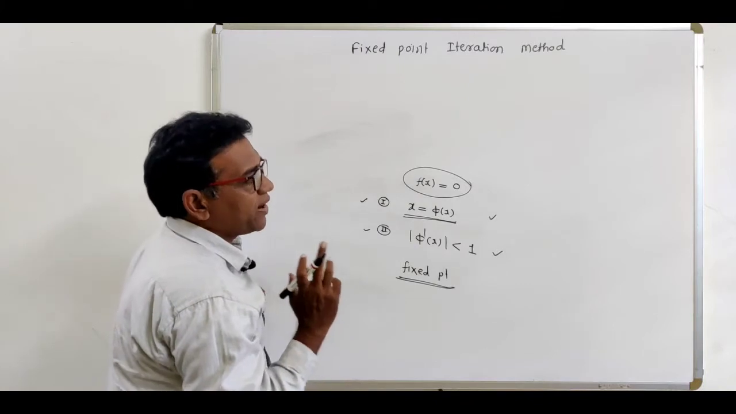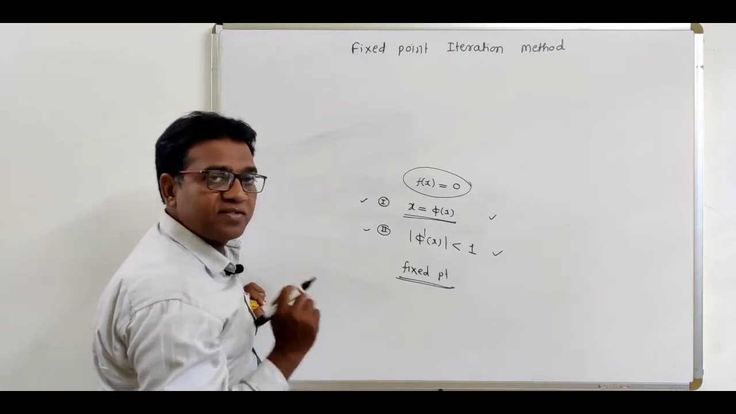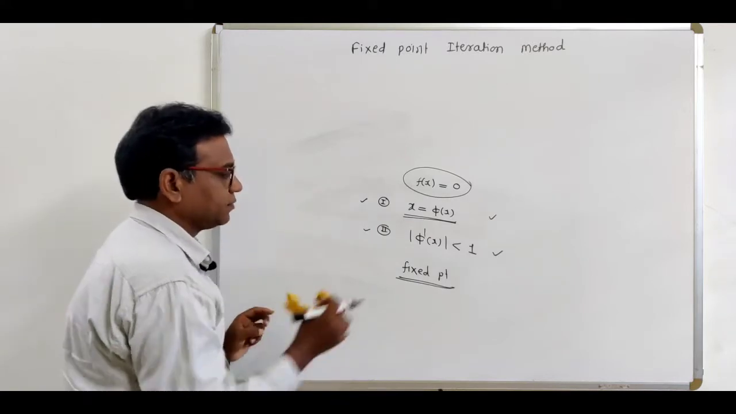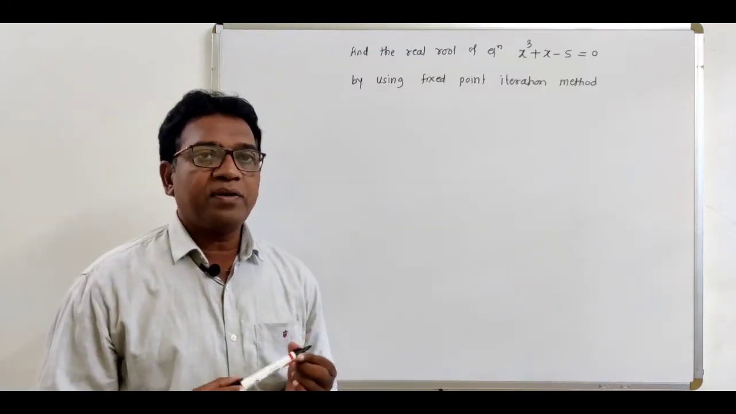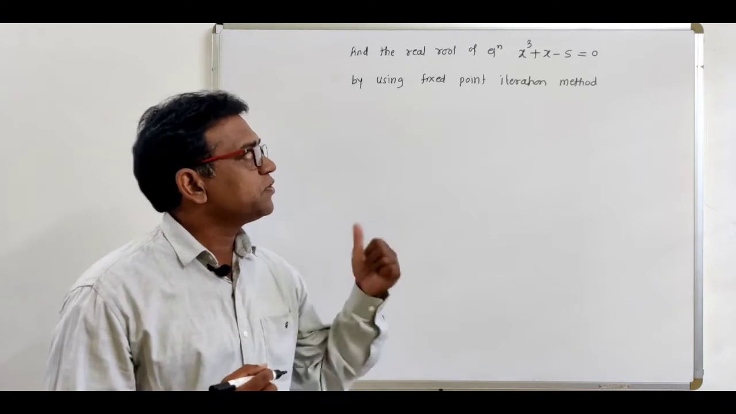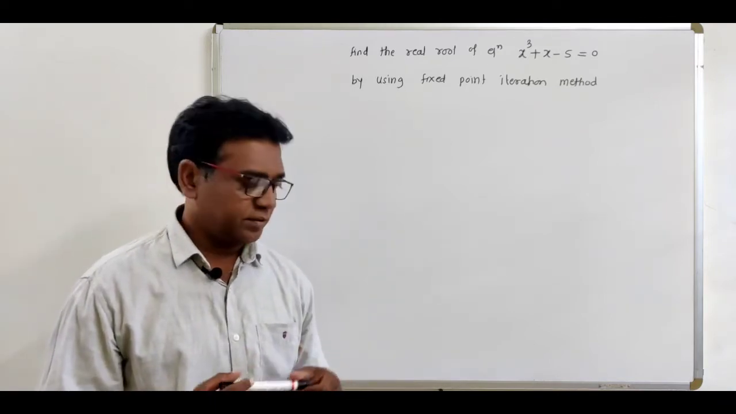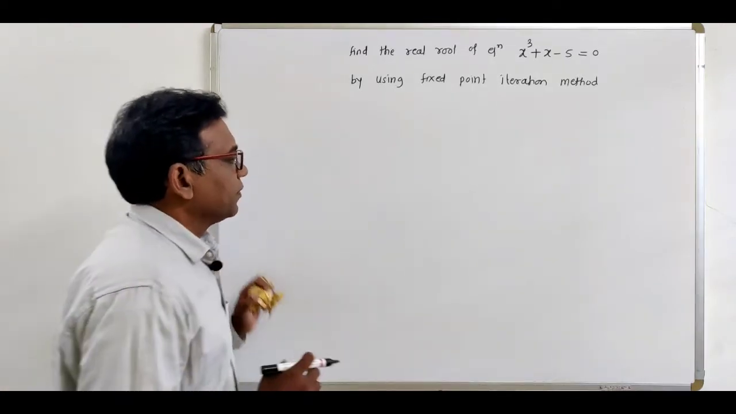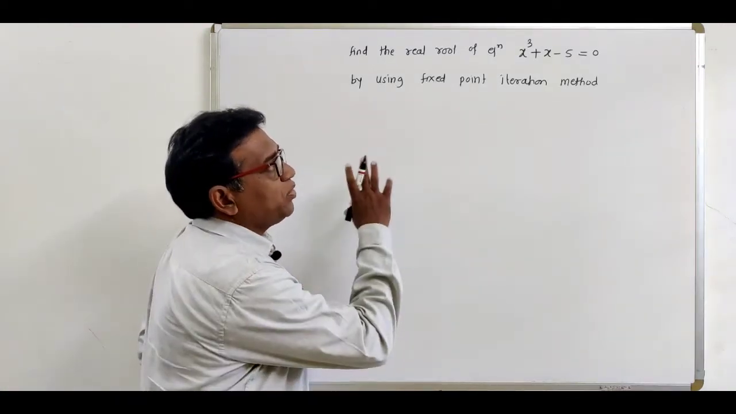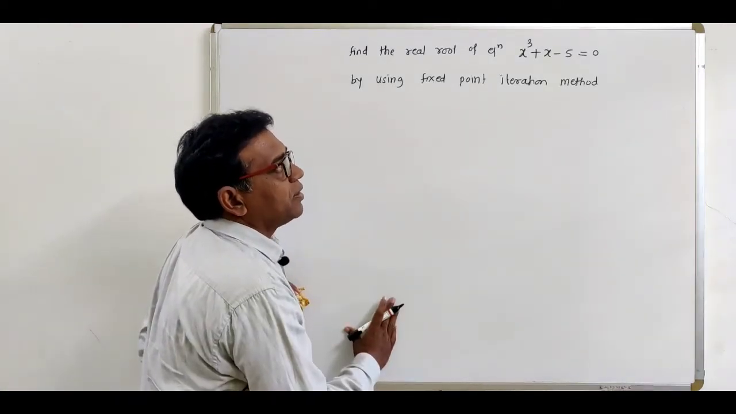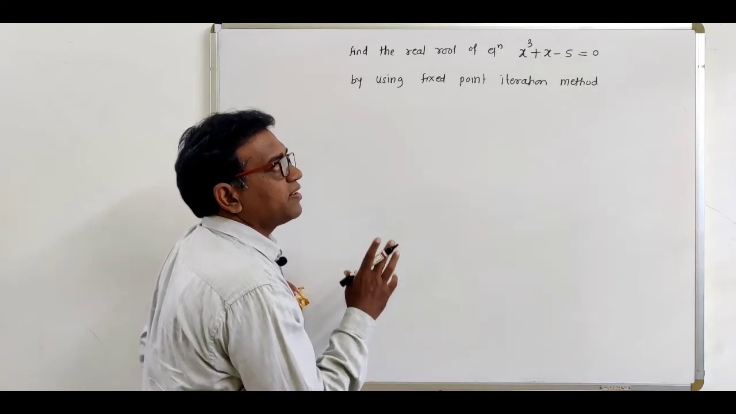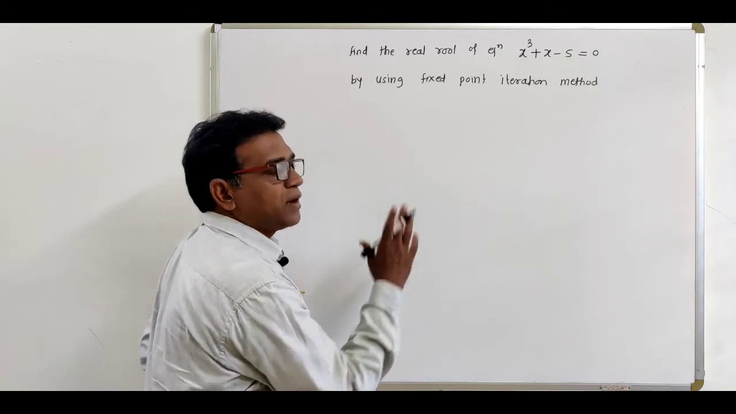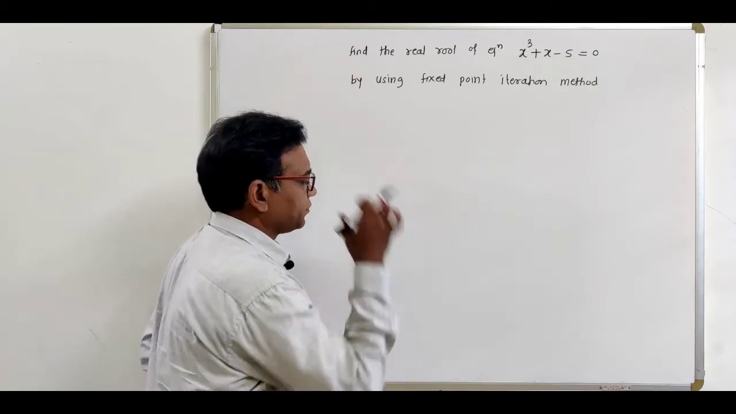So let us consider one example by which we can easily understand what is this fixed point iteration method. Now this is the example which is based on fixed point iteration method. Now see what is this example. Find out the real root of the equation x cube plus x minus 5 equal to 0 by using fixed point iteration method.